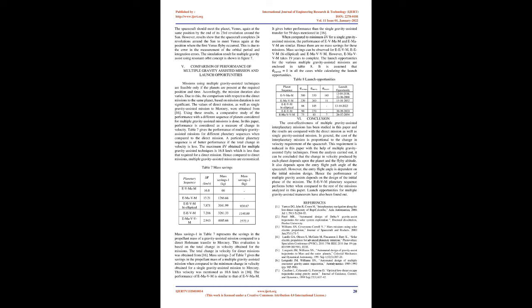V. Comparison of performance of multiple gravity assisted mission and launch opportunities. Missions using multiple gravity-assisted techniques are feasible only if the planets are present at the required position and time. Accordingly, the mission duration also varies. Due to this, the comparison with respect to the direct missions to the same planet, based on mission duration, is not significant. The values of direct mission, as well as single gravity-assisted mission to Mercury, were obtained from 16.